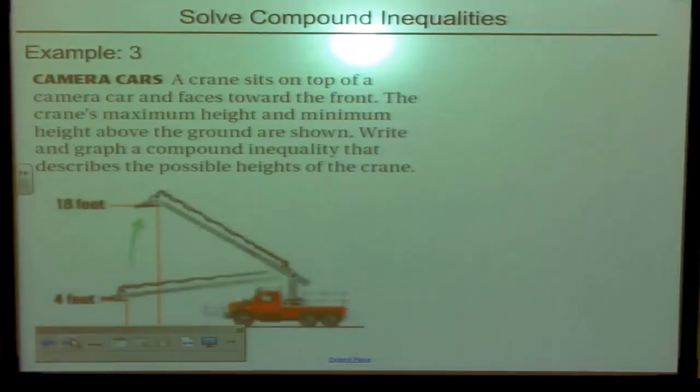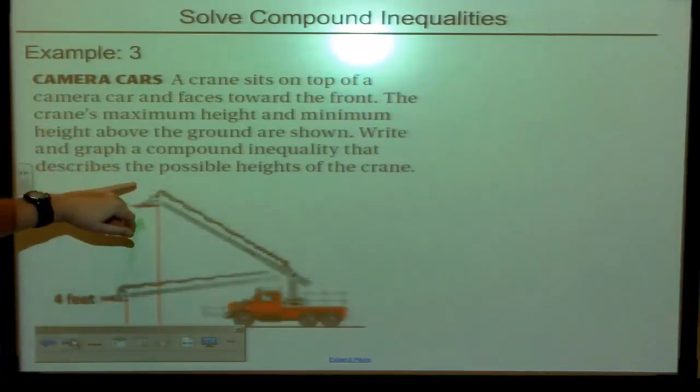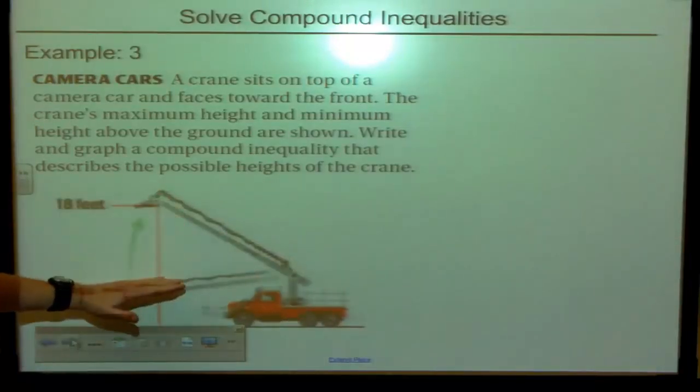The crane sits on top of a camera car, faces towards the front. Crane's maximum height and minimum height are shown here. Write and graph a compound inequality that describes the possible heights of the crane. So the possible heights of the crane.